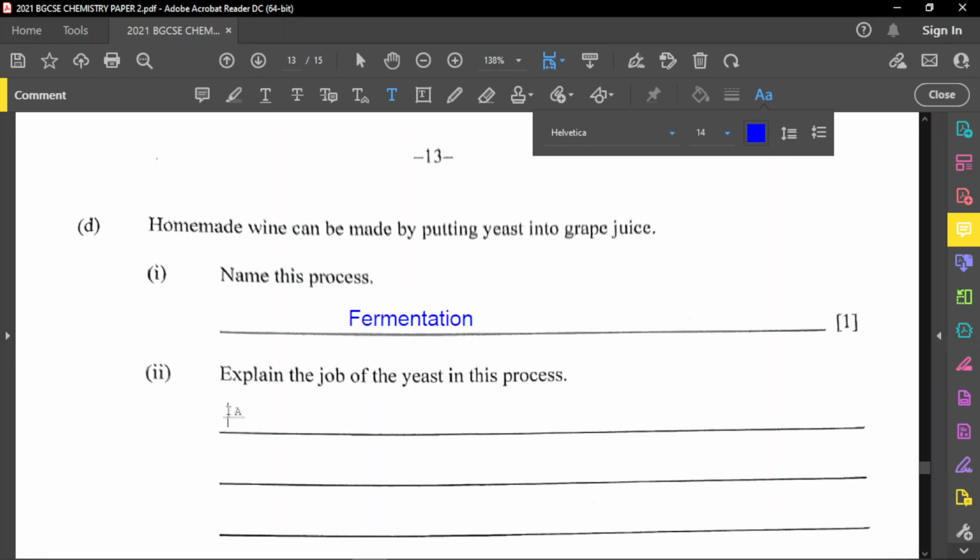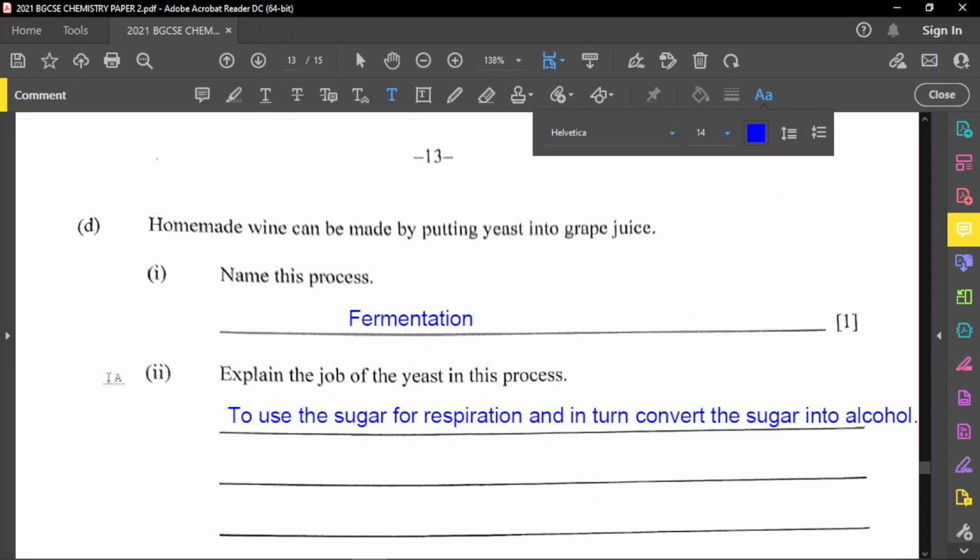So the job of the yeast is actually to respire. So you're going to use the sugar for respiration, and in turn convert the sugar into alcohol or ethanol.